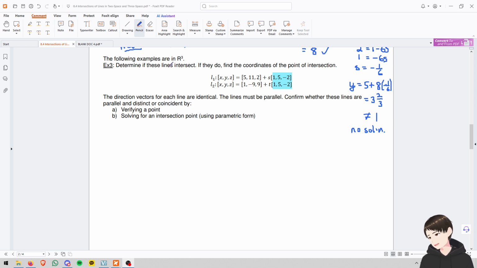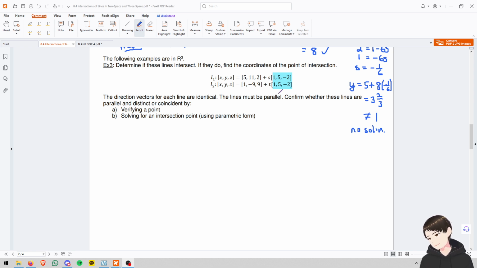Determine if these lines intersect. If they do, find the coordinates of the point of intersection. So you see that the lines are in 3 space, x, y, z. So it could be one of 4 different situations, but let's analyze.